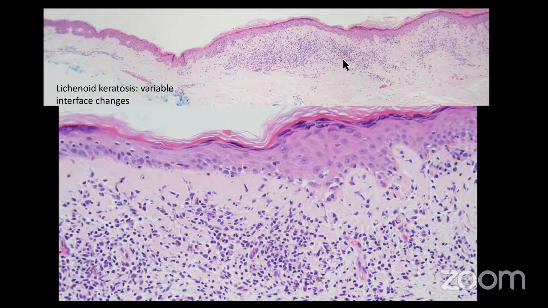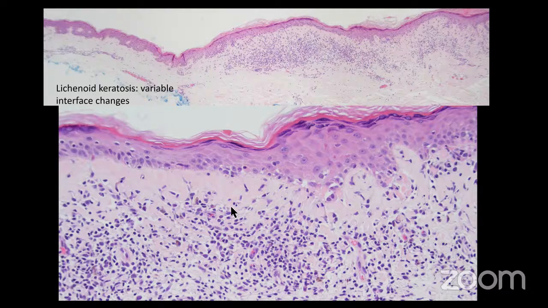But again, it's always a good exercise to look at the LKs, because you can see the different stages of the interface reaction. So here, the rete are still rounded, some junctional lymphocytes, and then you can see they start to wipe away the rete in a way that's similar to lichen planus. And here you also have the same sort of lichenoid tissue reaction. So you can have all the different phases within a lichenoid keratosis.